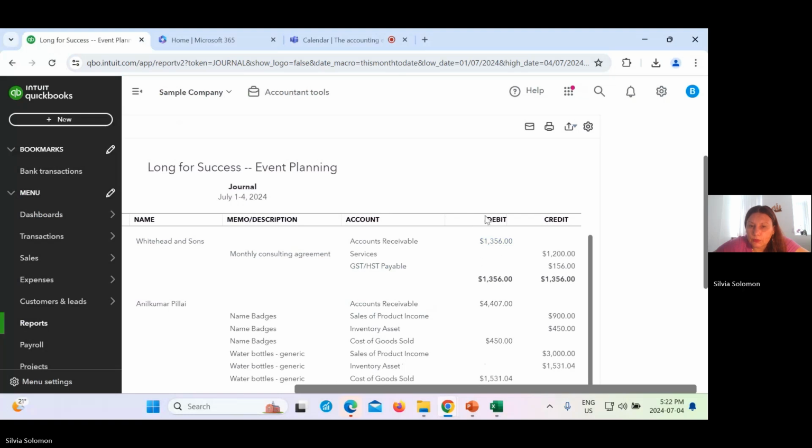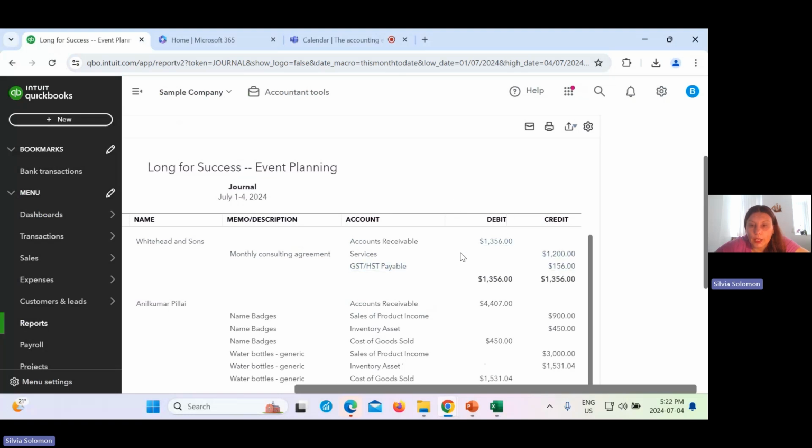So look, just for your information, accounts receivable is an asset. They debited the asset. They have to receive 1,356. And then they credited an income account. So the income is increasing the owner's equity. And there is also a tax, so they owe some tax to the government. The liability is increasing by the credit.